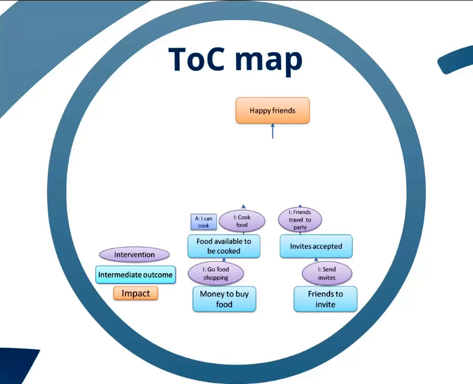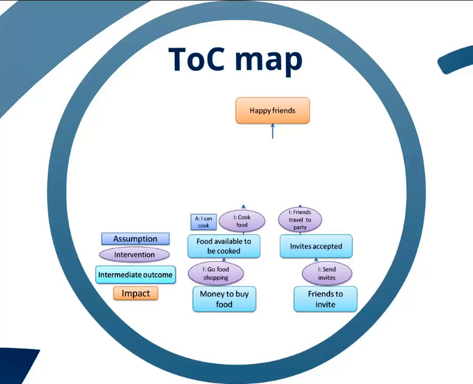So the next component of a theory of change map is assumptions. So at certain stages in the pathway, you're making assumptions, which if they're not true, you can't move forward through the pathway. So this particular assumption is that I can cook. I might have food and I might cook it, but if I can't cook, then the food will be horrible and my friends won't be happy.